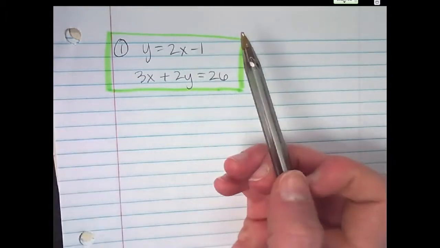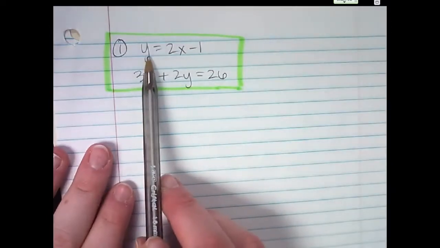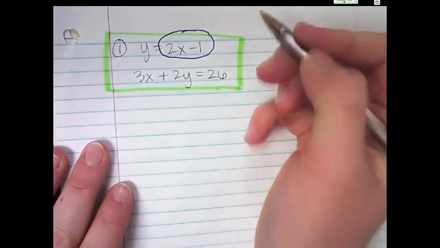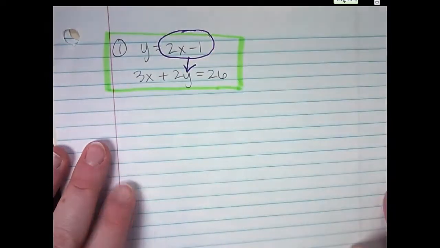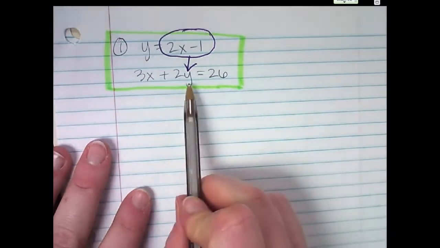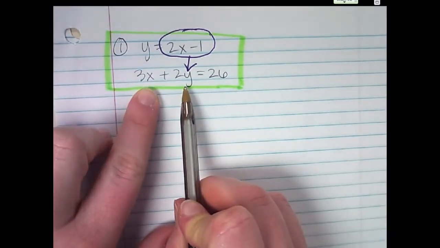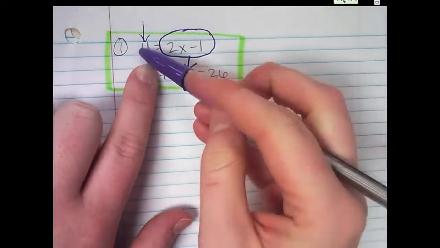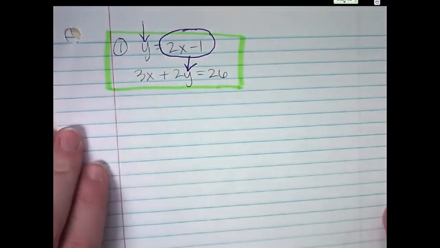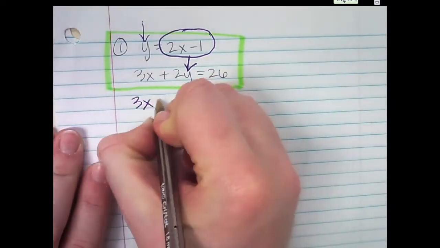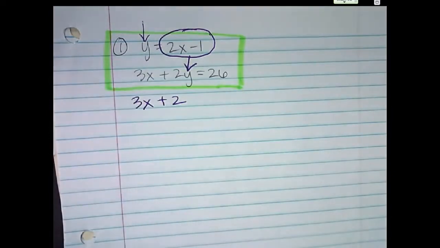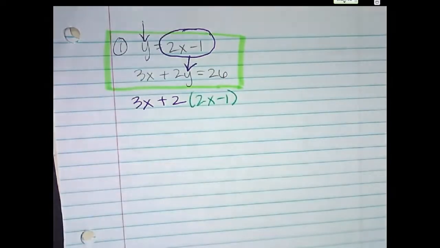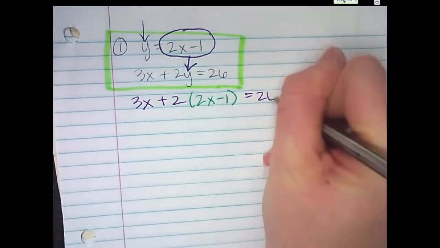Okay, so the first step, I need to get a variable by itself, and they already gave you this one. This is very similar to the one we did. So I'm going to take this whole thing, 2x minus 1, put it into the y. Why do I put it in the y and not the x? Because it's y equals. Okay, we're going to do one in a little while that's x equals, so we'll go into the other one. That way you can see both. All right, so let's substitute that in. 3x plus 2, and then instead of y, I'm going to put 2x minus 1, equals 26.